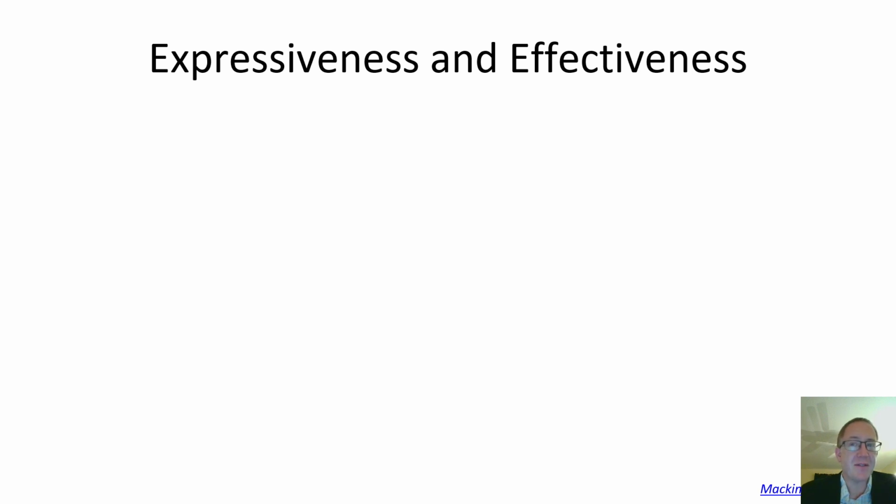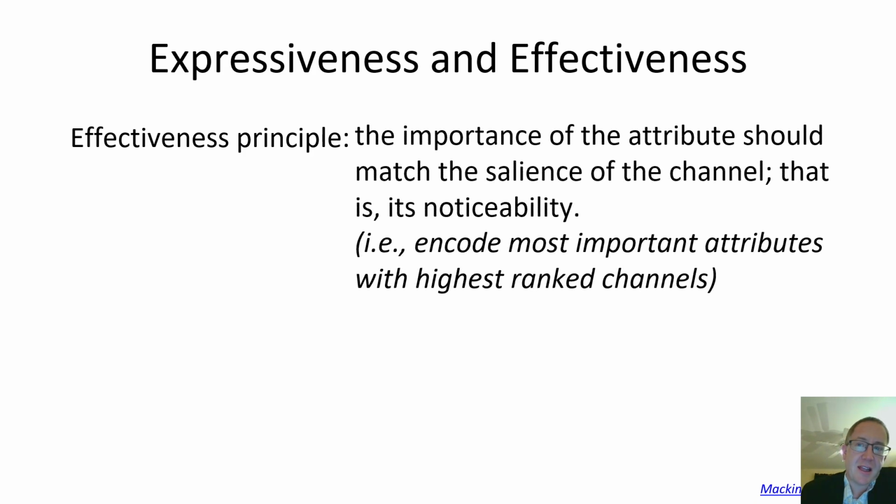In terms of expressiveness and effectiveness, this is from Jock Mackinlay in 1986. Effectiveness first, sorry. The effectiveness principle is that the importance of the attribute should match the salience of the channel. So if it's a really salient channel, a really good channel, you put the important attribute there. Okay, that's pretty obvious. I just said it about four times. So it was also probably obvious before you got to class.